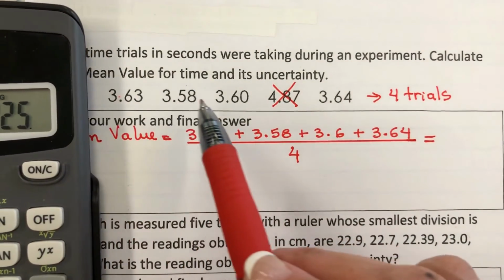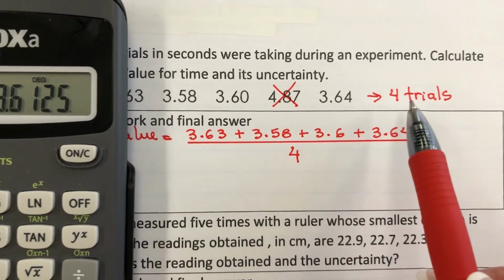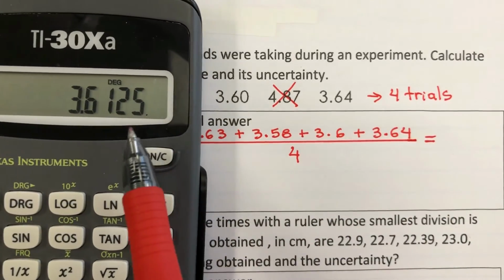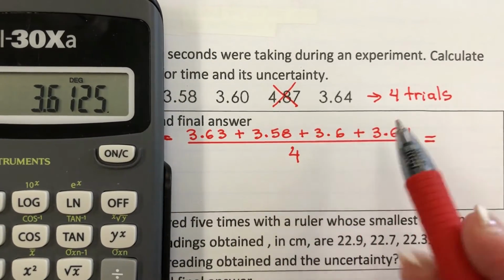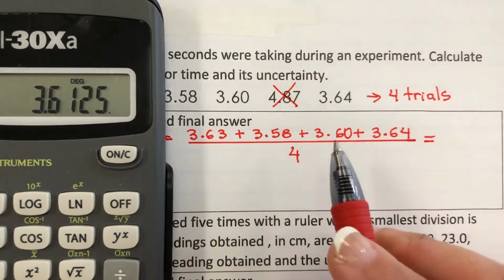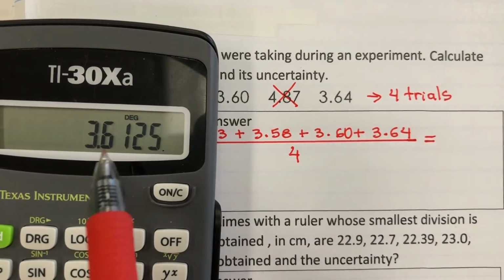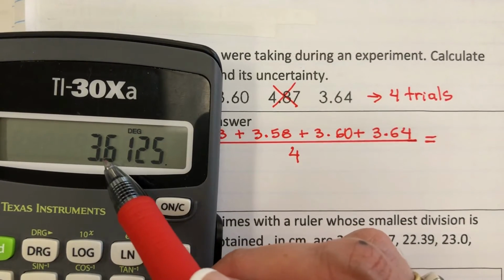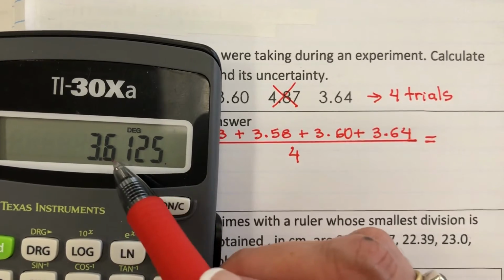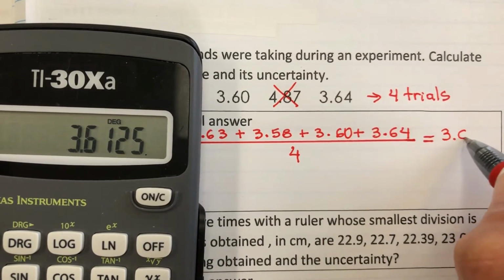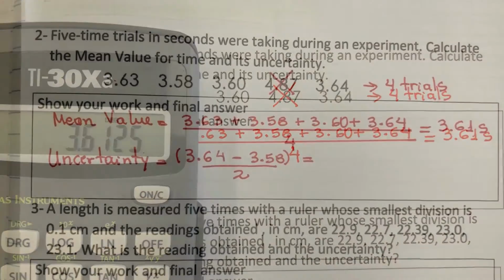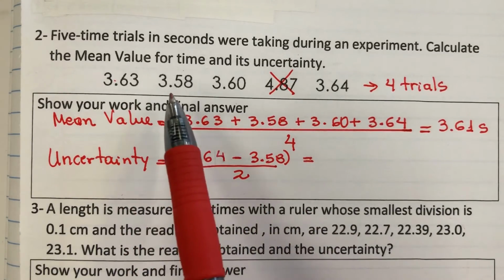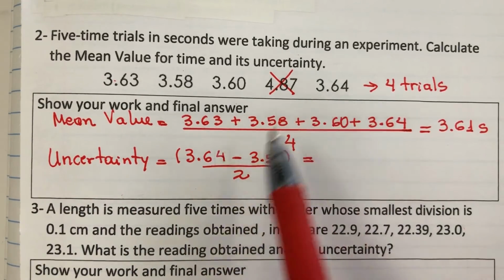So I add all the trials and I divide by the number of trials. Since I eliminated 1, now I have just 4 left. So this is my result. Because all of them are with 2 significant figures, this result must also be in 2 significant figures. So here it will be 3.61, because this is 2, so I will keep it like that. So 3.61 seconds.